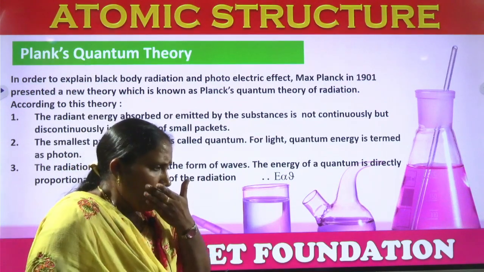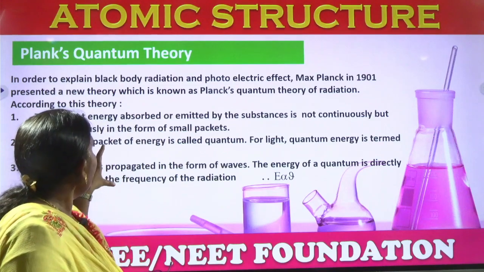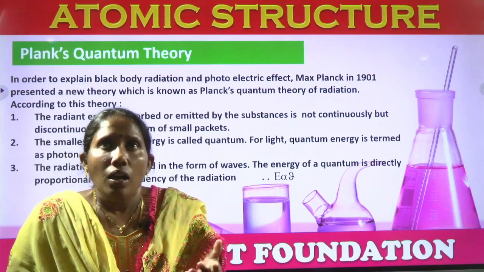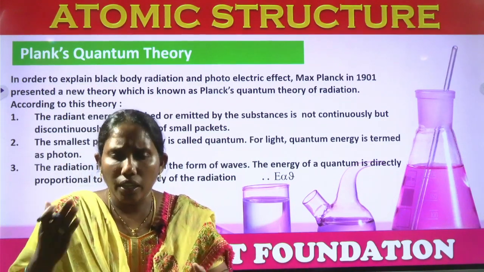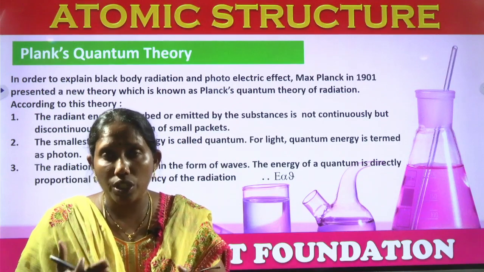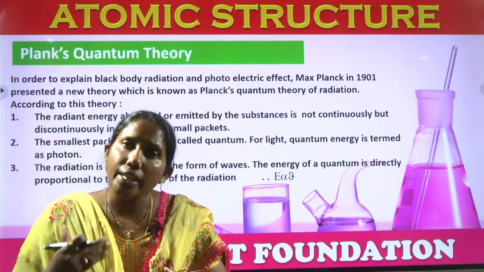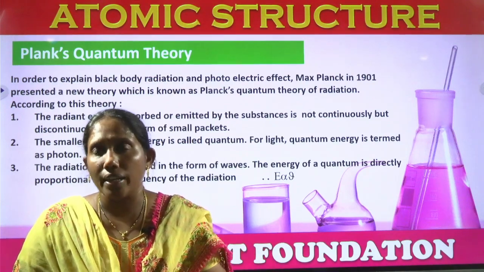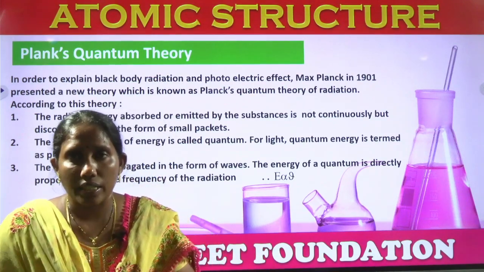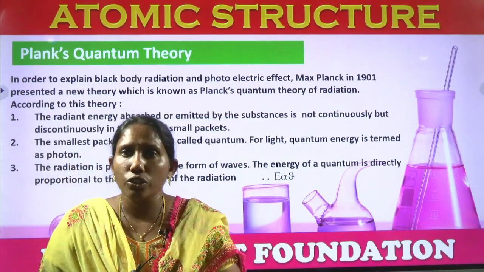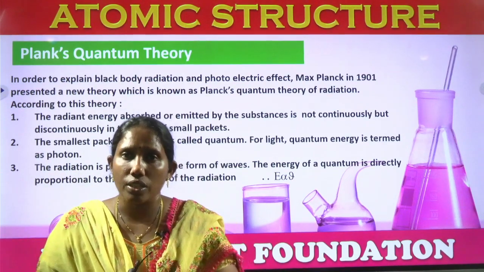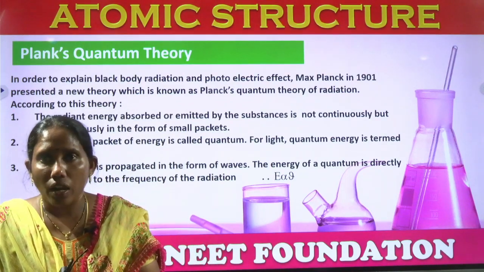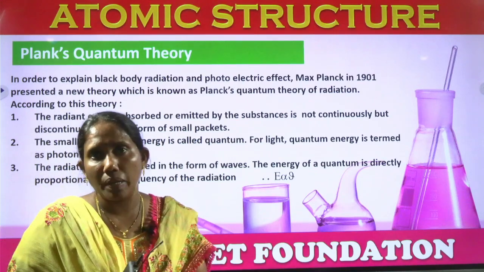Okay, let us see. The radiation energy absorbed or emitted by the substance. See here, till now any energy was considered to be produced from a body in a continuous manner, and even Rutherford's theory, in which electrons revolve around the nucleus continuously, failed. If they revolve around the nucleus continuously, they have to lose their energy and fall into the nucleus and collapse. That is the drawback of Rutherford. That question was not answered by Rutherford.